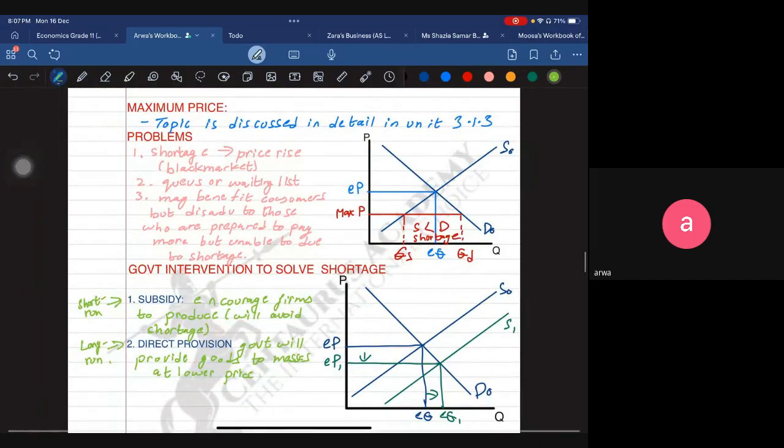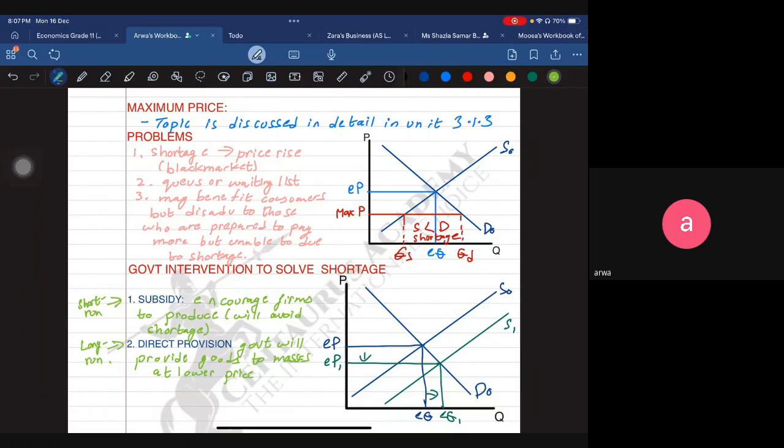Okay, great. So in the next class, we will be talking about the other side of the story, the minimum price. What happens when a minimum price is applied, there's going to be a surplus, and how the government will overcome that surplus issue, right? So this is what we will be doing in the next class.